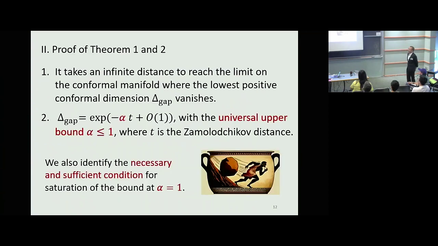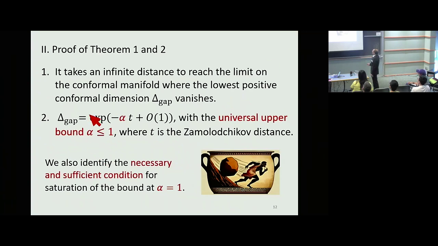Okay, so now I'd like to present the proof of these 2 statements. I'd like to remind you of these proofs and the theorems. Namely, the first statement I would like to show is that it takes an infinite distance to reach the limit on the conformal manifold where the lowest positive conformal dimension vanishes. And the second statement is that it decays exponentially.